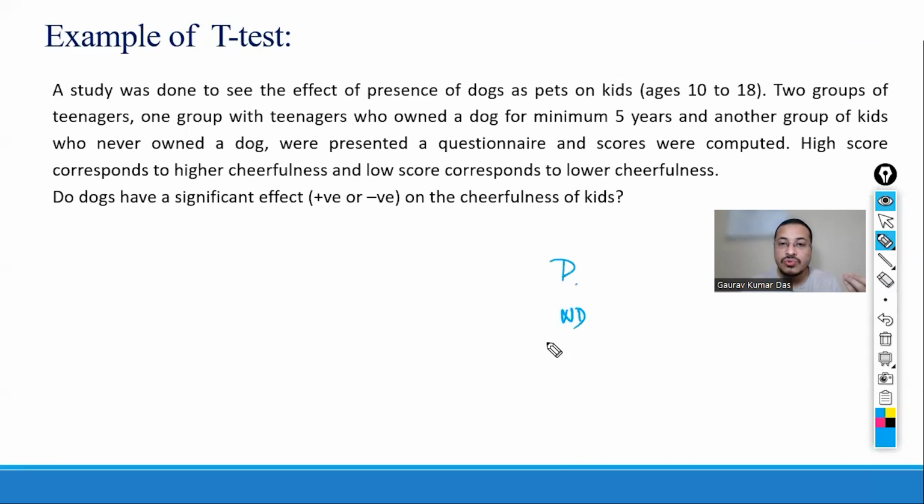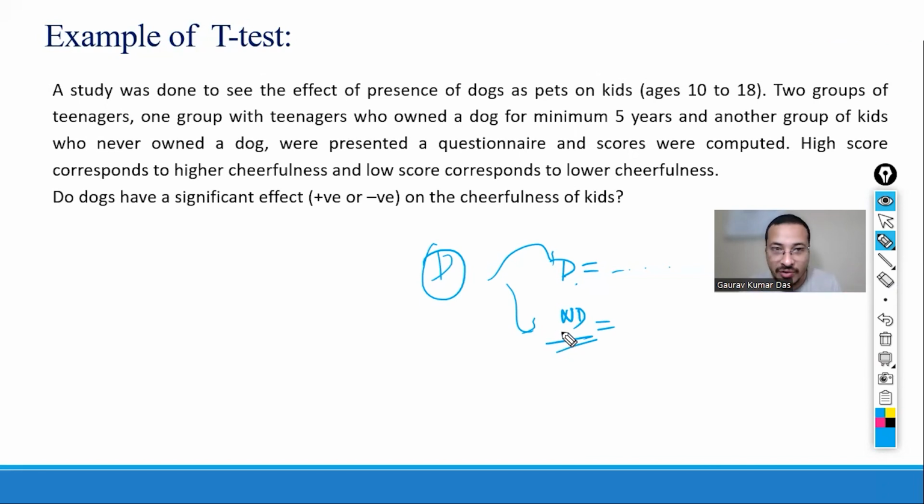There is one set of people who do not have dogs, and both of these samples of people will basically give you some data points based on scores of cheerfulness. Now I have to check whether the presence of dogs has any effect on the kids. So it's either a negative or a positive effect. People with dogs may be happier or sadder, it doesn't matter, but it has to be different from the students who do not have dogs.